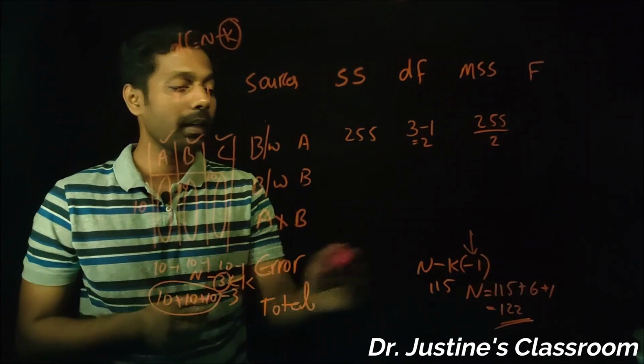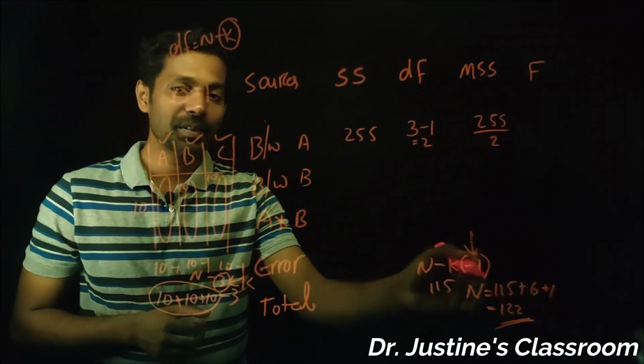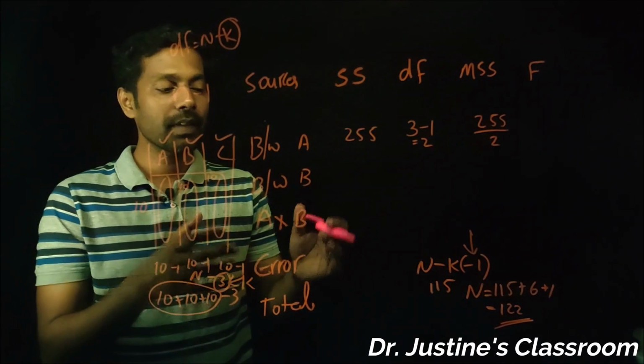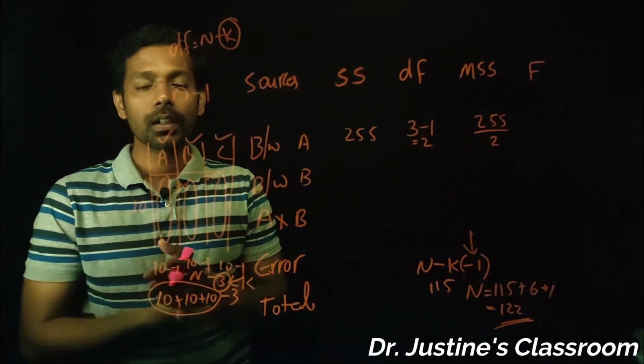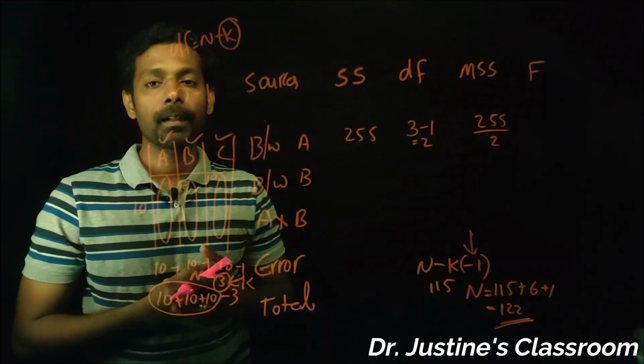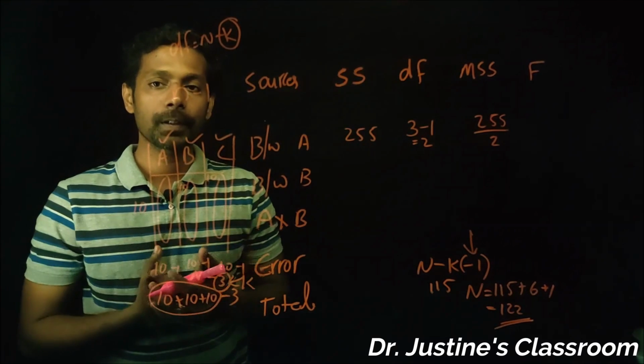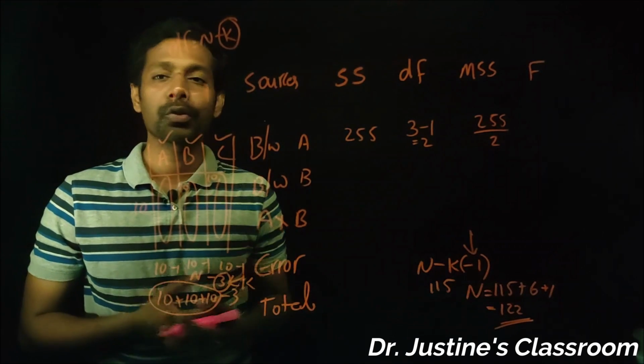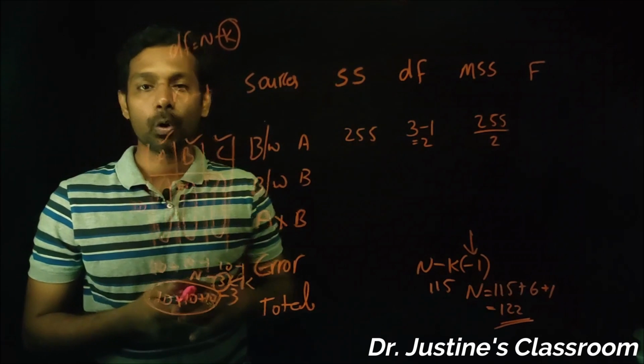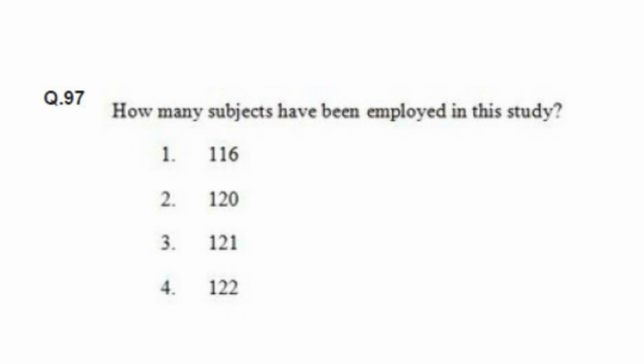Otherwise, you do not have a one subtracting along with that. This is a way in which they reduce the power, the amount of sum of squares. Okay, so 122 must be the answer. Let us look into the options here. Yeah, we have 122. Let us go to the next question.